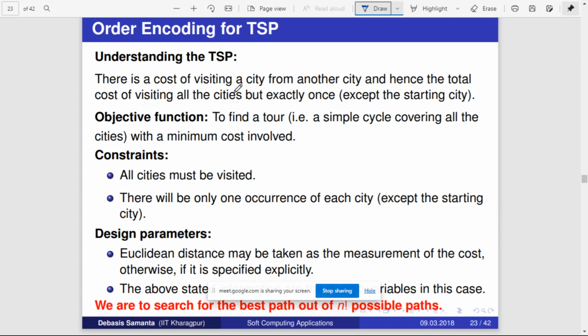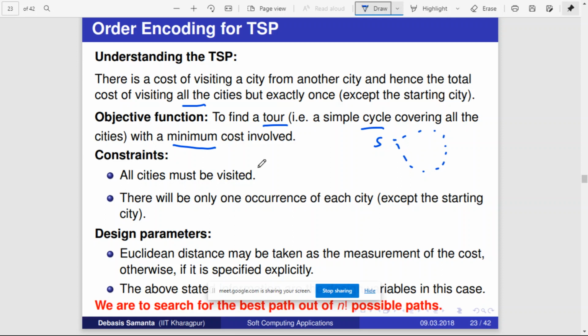So understanding the traveling salesman problem, there is a cost of visiting a city from another city, and hence we need to find the total cost of visiting all the cities. Okay, the objective function is to find a tour, that is, find a visit in such a way that it is a simple cycle covering all the cities with a minimal cost. Why do we call it a cycle? Because the traveling salesman starts with the same city and he ends in the same city. So basically it's a cycle, right?